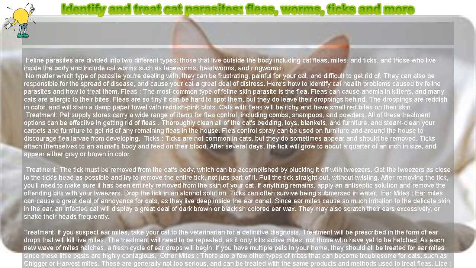Roundworms. Roundworms are the most common type of internal feline parasites and catworms, and are contracted when roundworm eggs are ingested. The worms themselves can reach about 4 inches in length, and live in the cat's intestine.